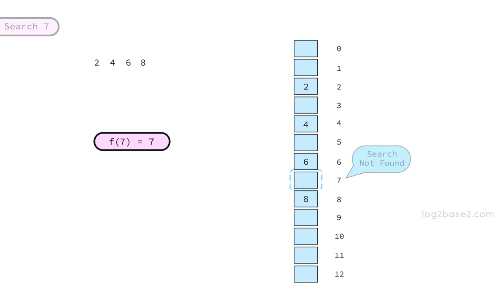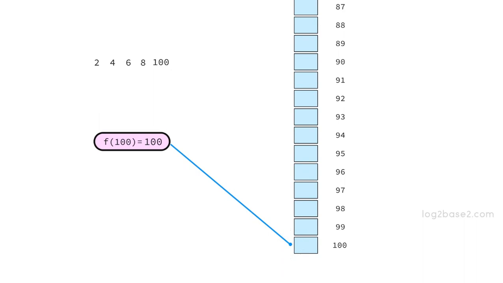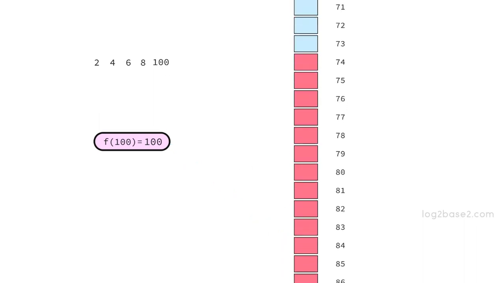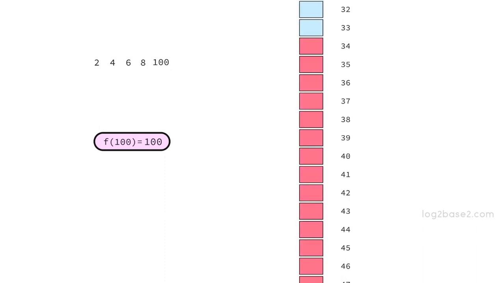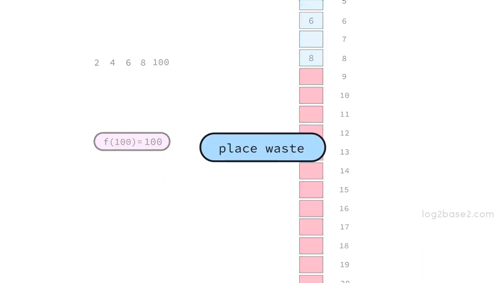But there is a major drawback in this technique. Let us find what it is. Let us insert the element 100. So f of 100 is equal to 100. So 100 will be placed in the index 100. And just because of this one bigger element, we are wasting so many bytes of data. So this is not a space efficient method. So what can we do?